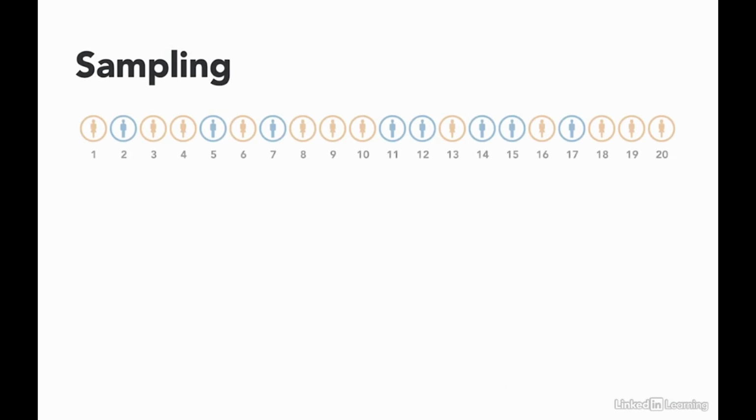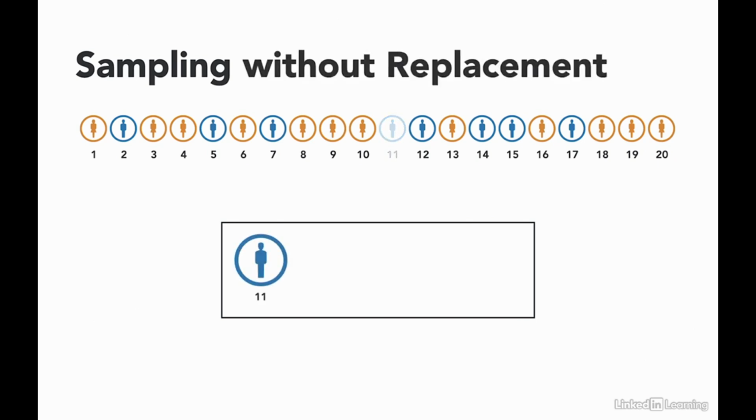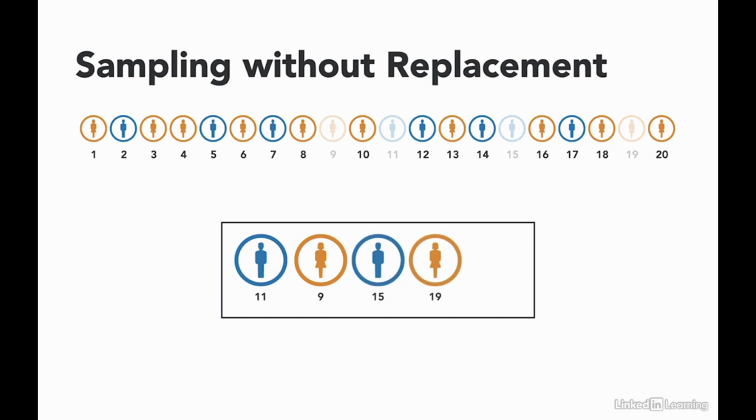To illustrate some of them, let's use a fictional population of 20 students, 12 women and 8 men. From this population, we intend to create a sample of 5 students. The first sampling approach we illustrate is random sampling without replacement. In this approach, we begin by randomly selecting a student from the population. For example, we select student number 11. Then we select student 9. Notice that as we select students from the population, they are no longer part of the pool of students from which we can select. Next, we select student 15, student 19, and finally, student 3. This is random sampling without replacement.